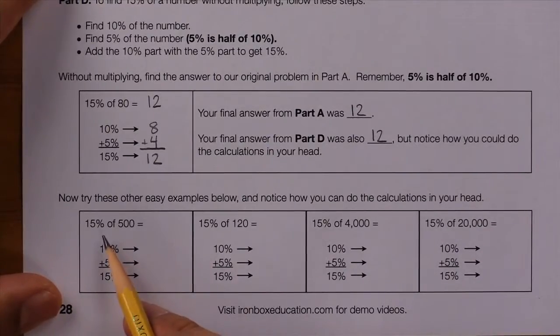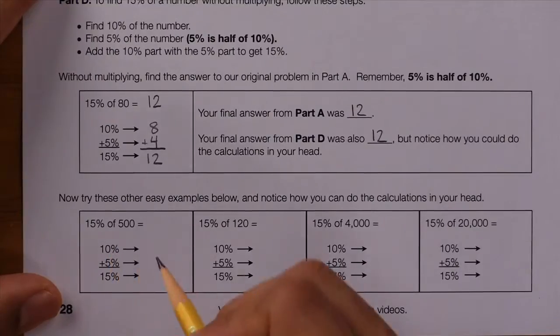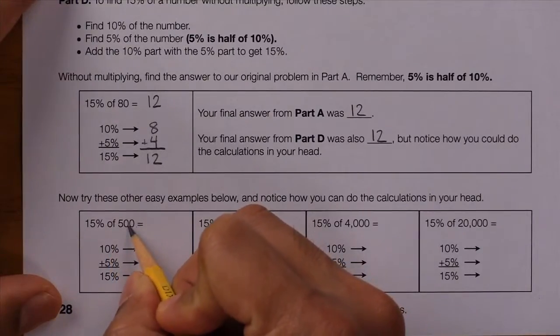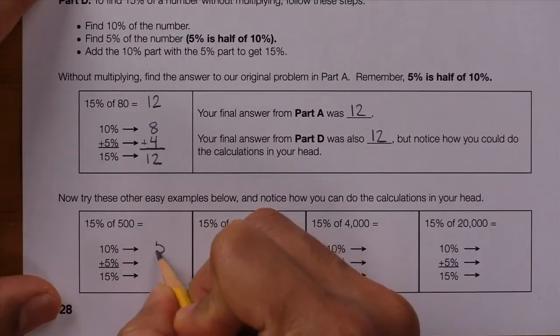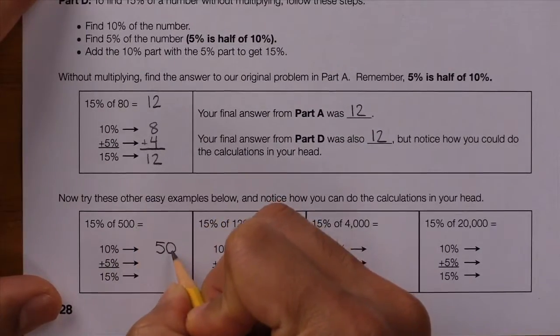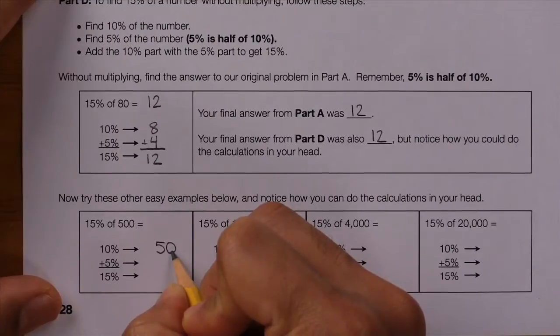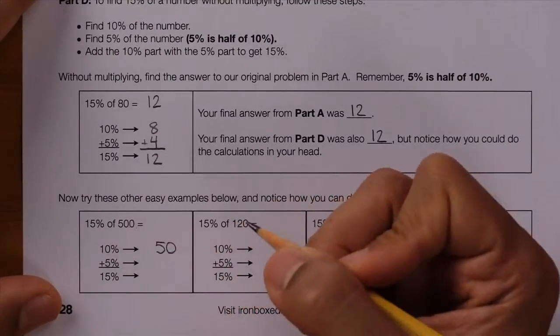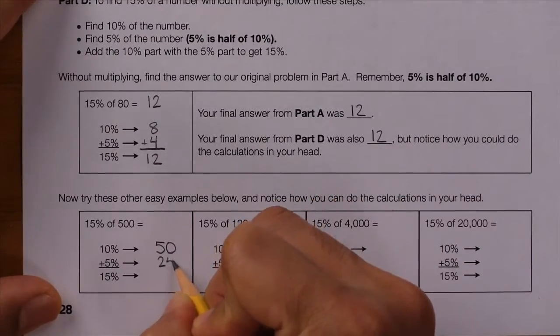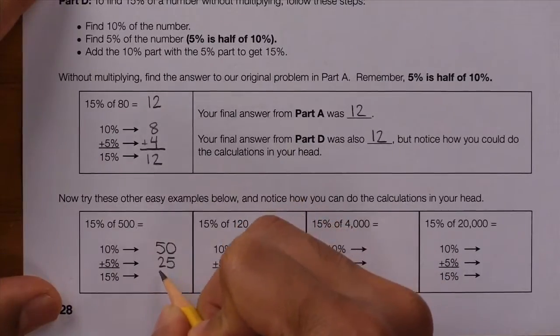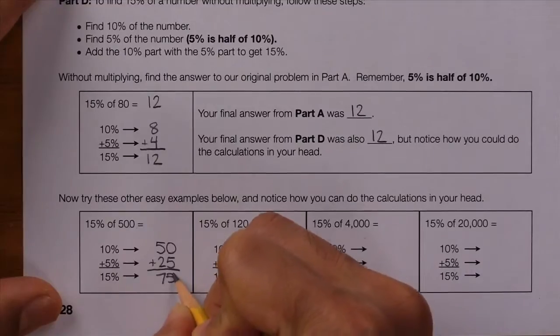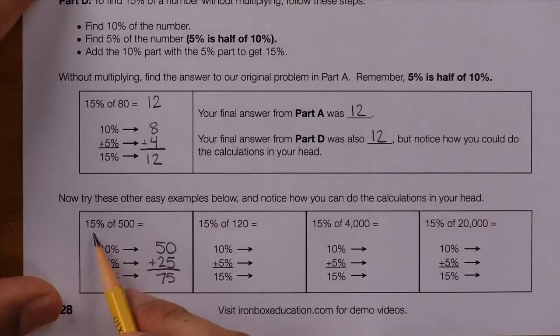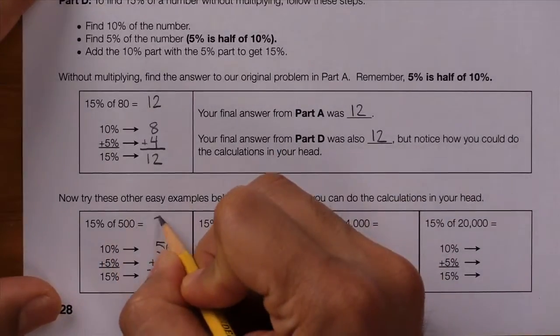15% of 500. Start off with 10%. So here's the decimal point. Move it one space to the left, and you have 50. Now take half of this to find 5%. And half of 50 is 25. Add them together, and we have 75. So 15% of 500 is 75.